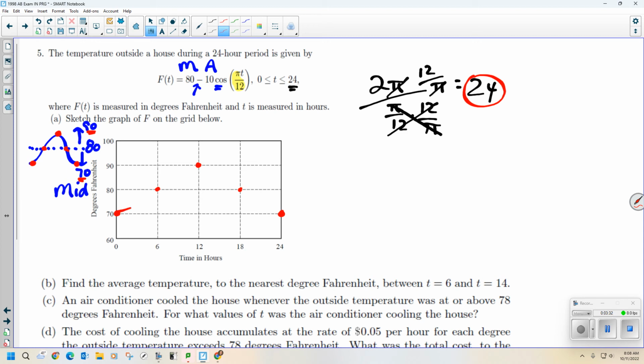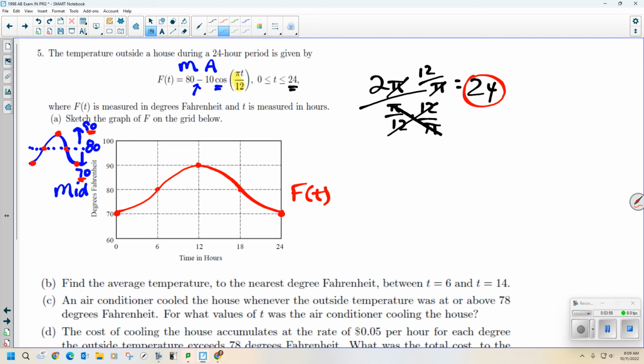Now I just connect the points, and remember, it's got to be curvy. Do not connect them with straight lines. That is wrong. Trigonometry has a curve to it. That's the graph of capital F of t, right there. That was a gimme. If you want to check on your graphing calculator because you have it, go right ahead.